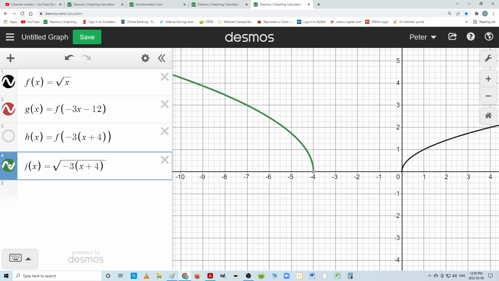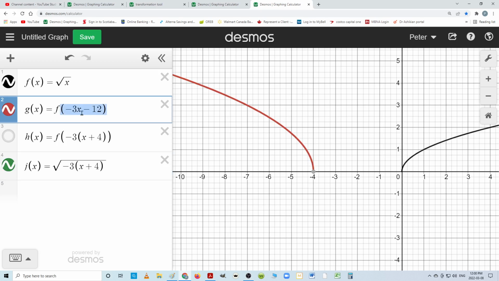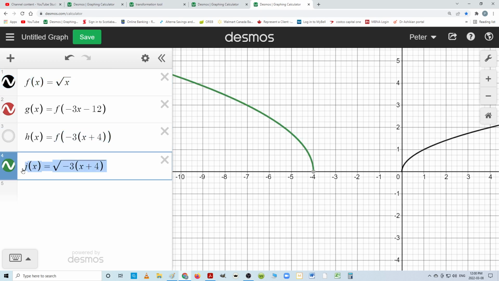Notice that Desmos is capable of drawing them all, no matter which one I use. This is the incorrectly expressed one. This is the correctly expressed one, taking this function and transforming it. And this is just the actual equation rewritten. All important to connect and understand.